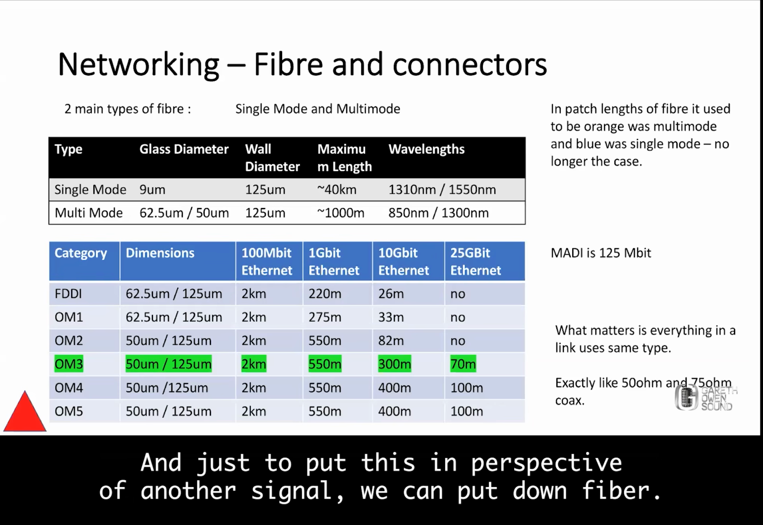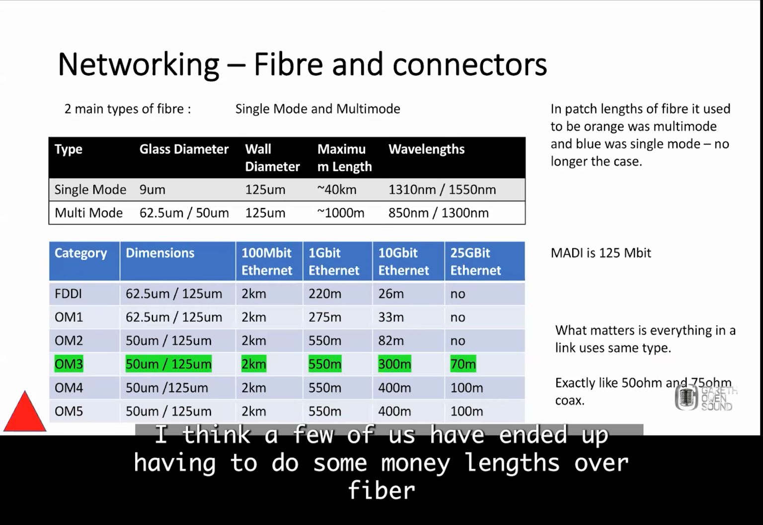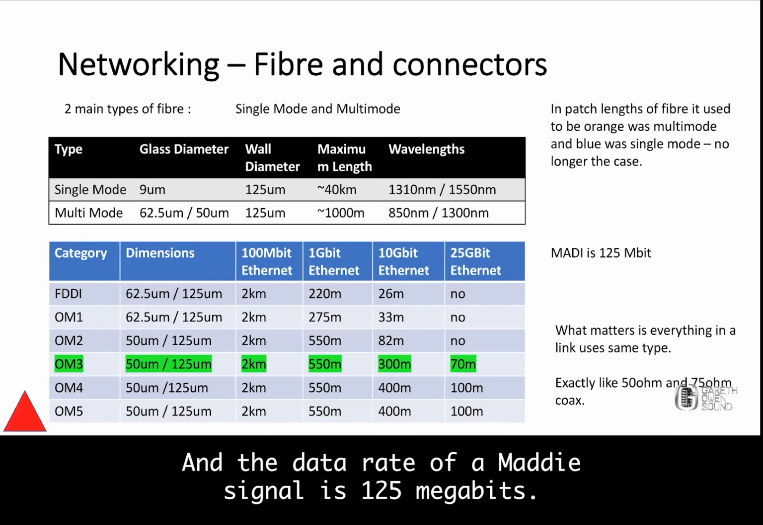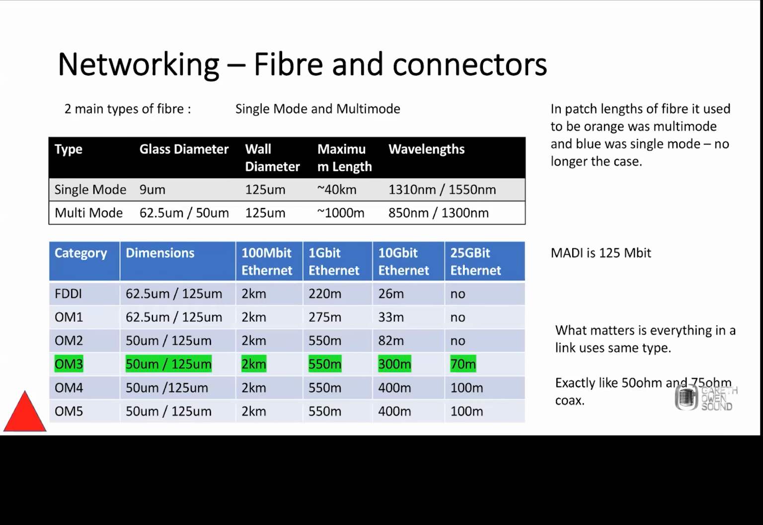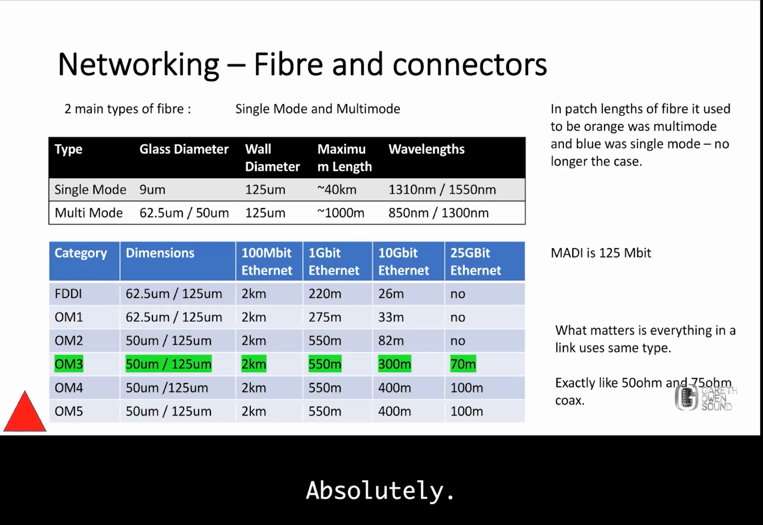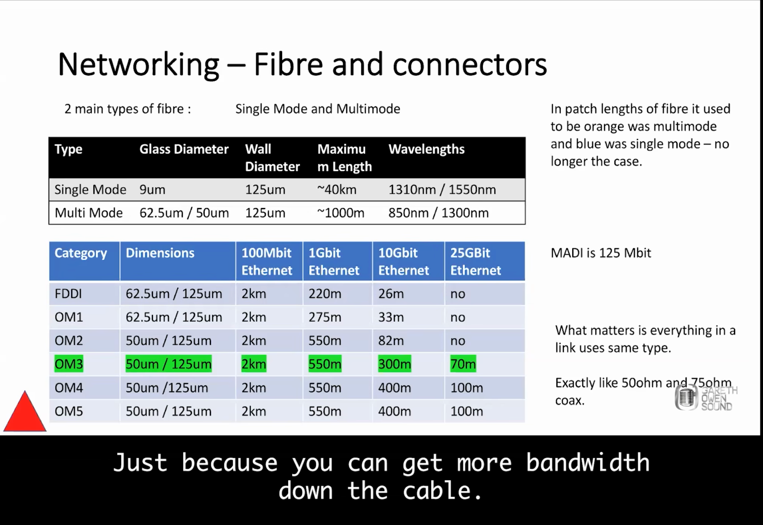meters. Just to put this in perspective of another signal we can put down fiber, I think a few of us have ended up having to do some MADI links over fiber. So instead of BNC, we use MADI. And the data rate of a MADI signal is 125 megabits. Just to put it in perspective. CCTV out in New York is becoming a thing on fiber as well. Absolutely. Just because you can get more bandwidth down the cable.